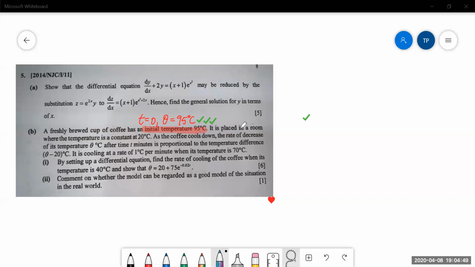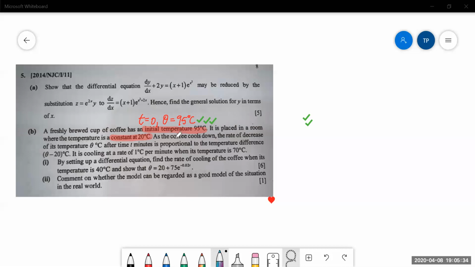Okay, it is placed in a room where the temperature is constant at 20 degrees. As the coffee cools down, okay, so the room temp is 20 degrees. So this coffee was at 95 degrees. So obviously, if you learn in chemistry, there's this thing called Le Chatelier's principle, something like that. If it's too hot, it will become cold again, right? So at 95 degrees it is supposed to drop.